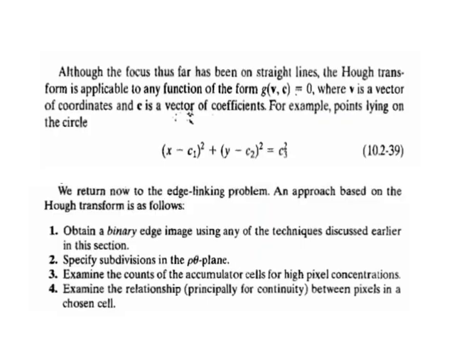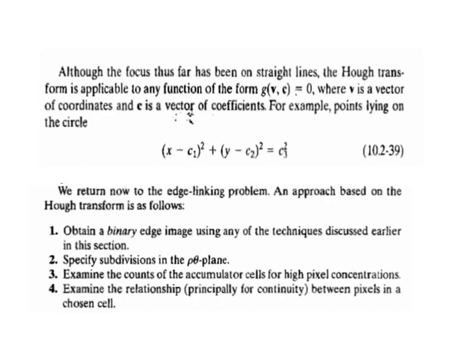Although the focus thus far has been on straight lines, the Hough transform is applicable to any function of the form g of v, c is equal to 0, where v is a vector of coordinates and c is a vector of coefficients. For example, points lying on a circle, represented by the equation (x minus c1) squared plus (y minus c2) squared is equal to c3 squared, can be detected by using the basic approach.